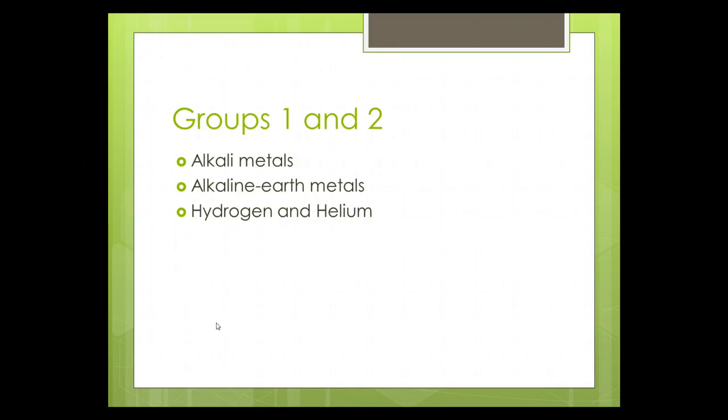The alkali metals, group 1 of the periodic table, include lithium, sodium, potassium, rubidium, cesium, and francium. They are very reactive. They have a silver appearance, and they're very soft. You could cut them with a knife, but they are very, very reactive with air and water, and so you never find them in nature as free elements. They're always combined with something else.